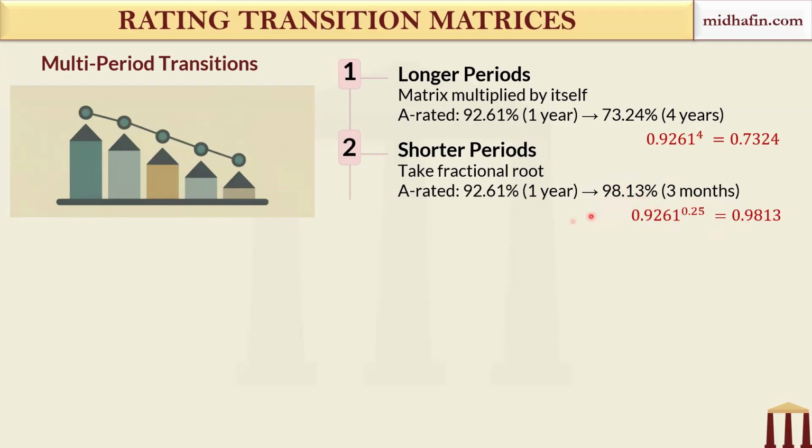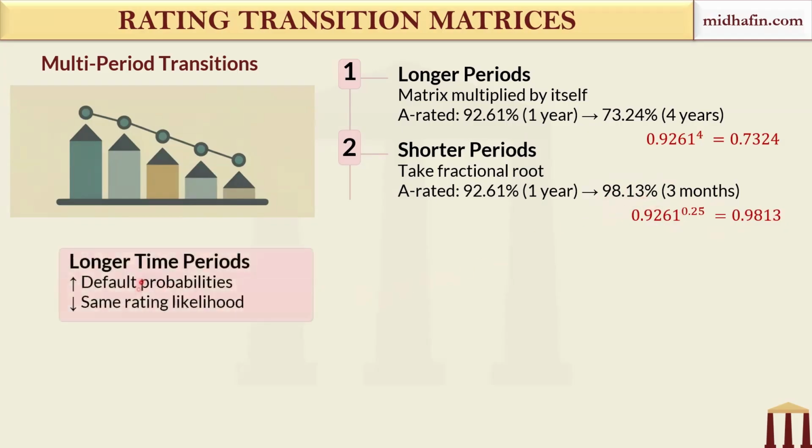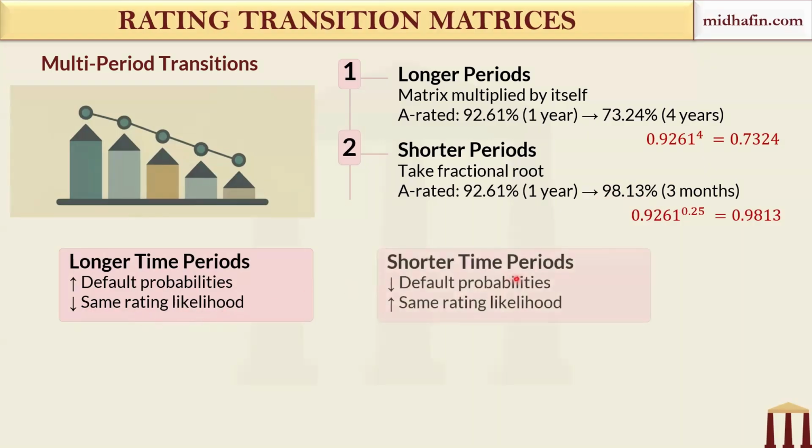Okay. So if you see the summary for longer time periods, the default probabilities will actually increase, and the probability of maintaining the same rating, or the stability probability, you can say, actually decreases. Whereas for shorter time periods, the default probabilities actually shrink, whereas stability increases.